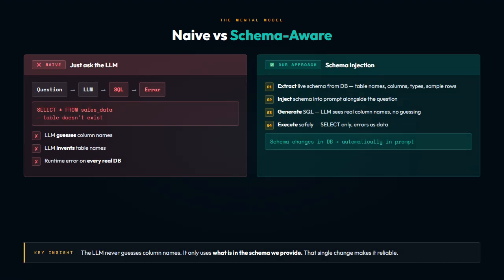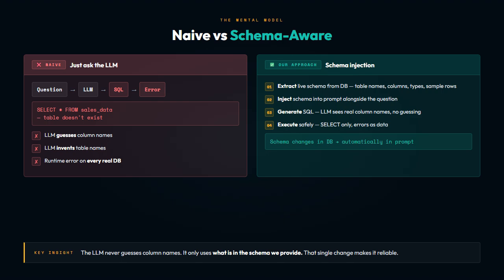Before we write a single line of code, let us understand what we are building. Because the naive approach, just asking an LLM to write SQL, does not work reliably. And knowing why it fails tells us exactly how to fix it. The naive approach: send the user question to the LLM, ask for SQL, run it. The problem: the LLM does not know your database. It does not know your table names, your column names, your data types. So it guesses. And a guessed column name in SQL is a runtime error.